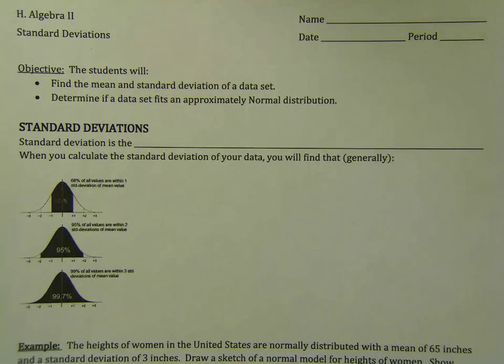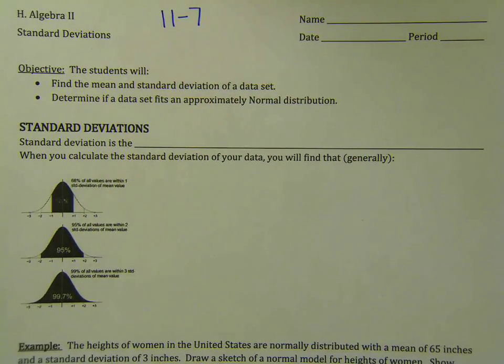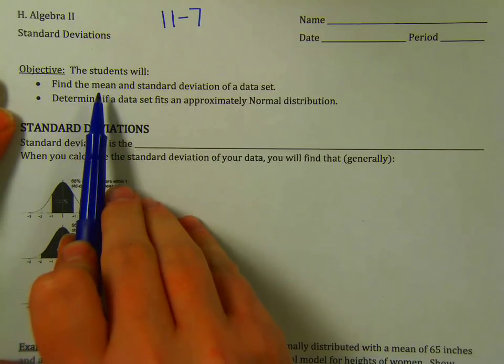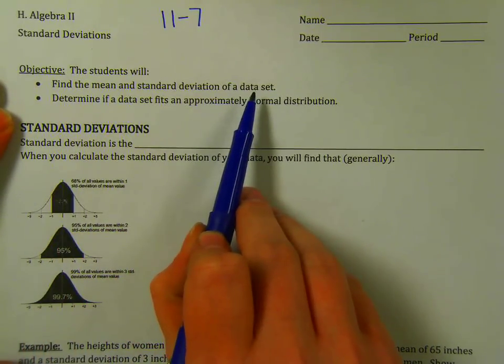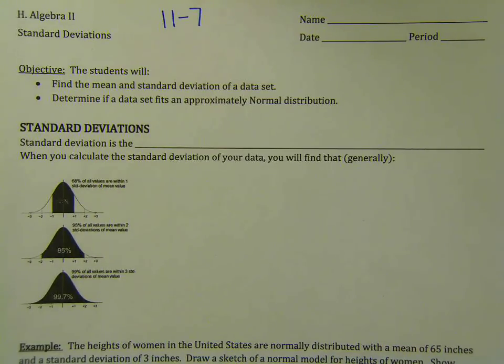So this video is actually still in section 11.7 and it's about standard deviations, just standard deviations. Your goal is to find the mean and the standard deviation of a data set and determine if a data set fits an approximately normal distribution. We talked about a normal distribution being kind of like a bell curve, something that's very symmetric, and we're going to see if that data will fit that normal distribution. Now, that's not going to be everything on this paper, but when you come into class, we're going to get some more practice. So let's review.